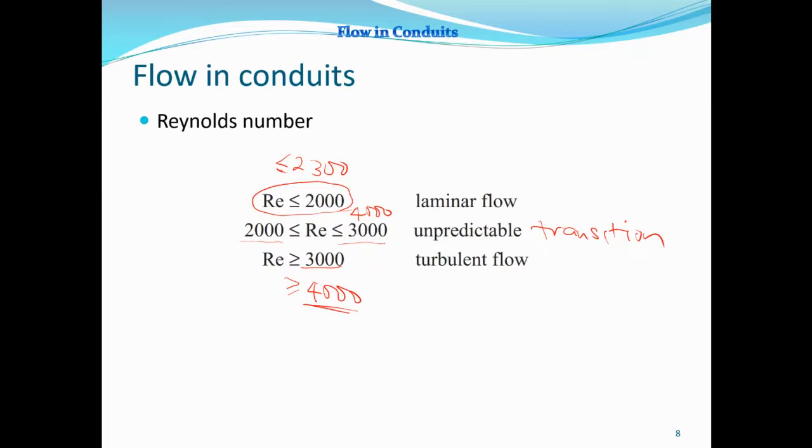And all this is tied to the velocity, Re = ρVD/μ. You can see that when the velocity is low, the Reynolds number is low. When the velocity is high, the Reynolds number is high, as in the case of turbulent flow, where the velocity is definitely higher than the velocity in laminar flow.